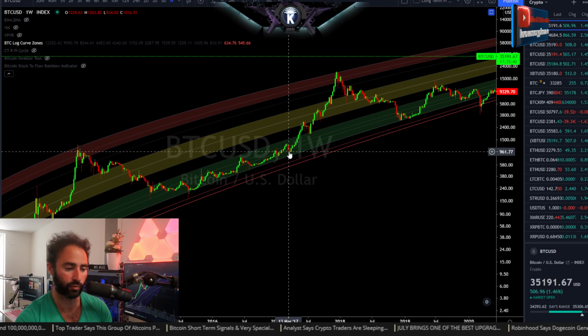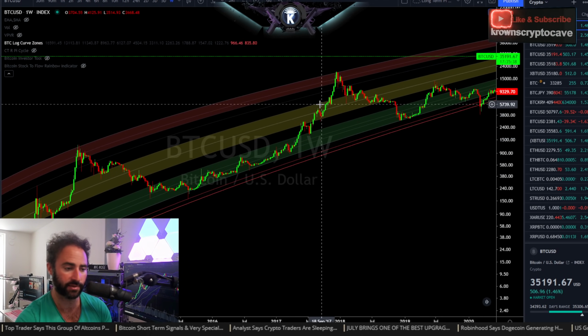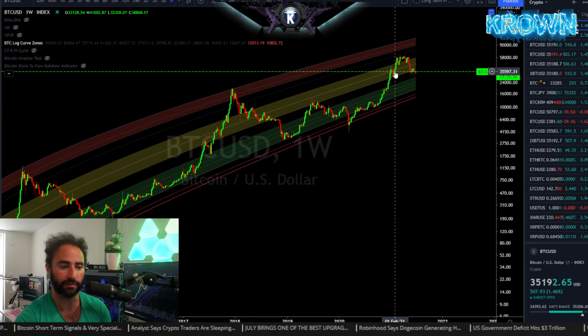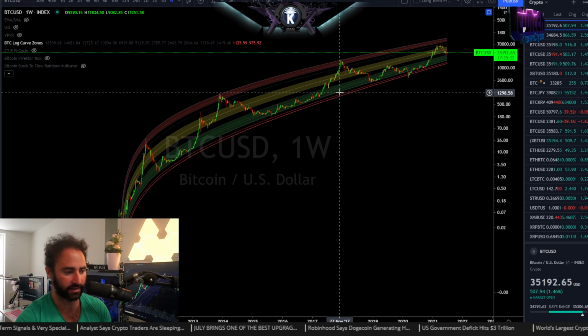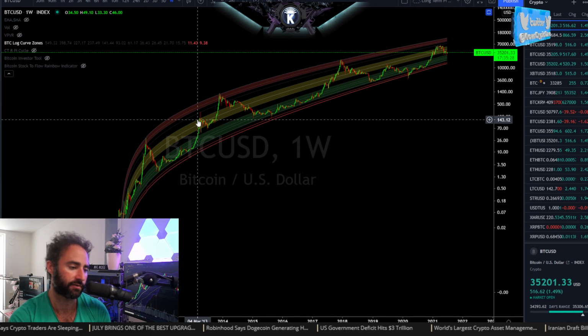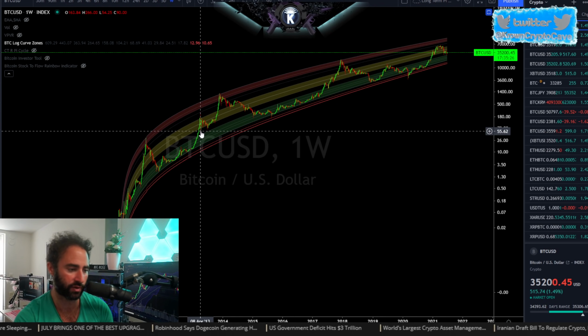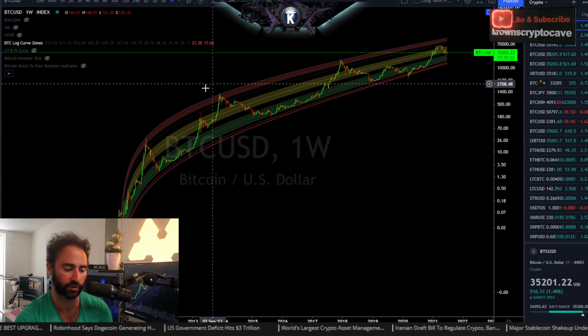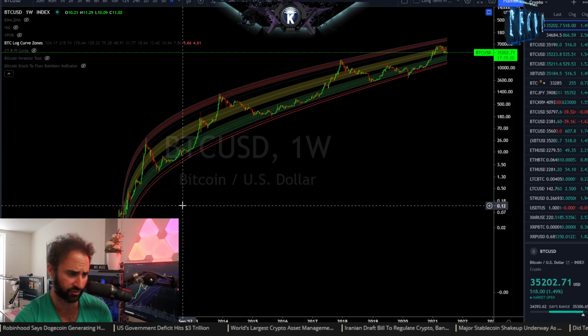Same thing over here, rallies off the green, spend some time in the yellow, and then rallies up to the red before putting in the mega high. And then have we done that just yet? No. And have we ever put in a cycle high without reaching the red? It depends how you define that. I think a lot of people would argue that 2013 was a double bubble, but I would actually look at this as one pure cycle, in my opinion. That's just my opinion.